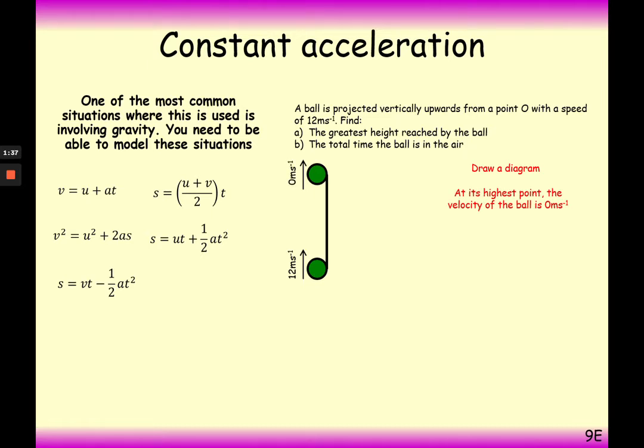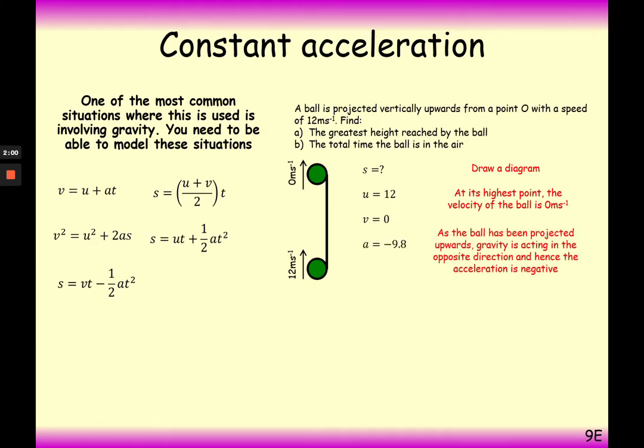Okay, so if we're trying to find the greatest height reached by the ball, we can use a Suvat equation. S is the thing we're looking for. It's the distance it's travelled to get from its projection point to its greatest height. U is the initial velocity, which is 12. We can say V is going to be 0 because the velocity is 0 when it reaches the maximum height. And now because we're taking upwards as positive, we remember that the acceleration is going to be negative 9.8. And the time we don't know.